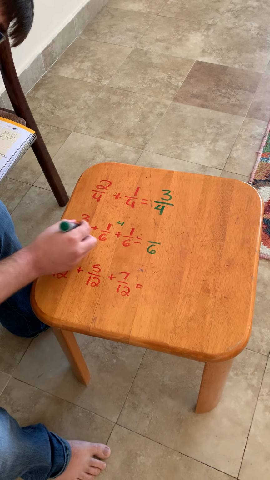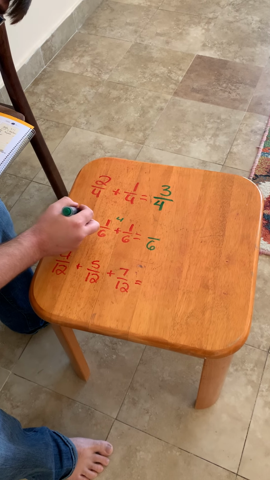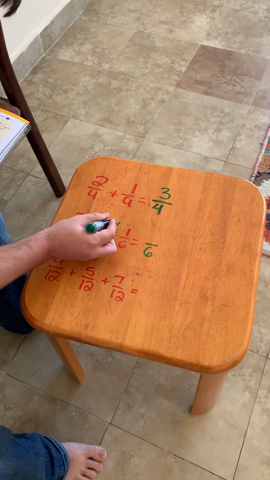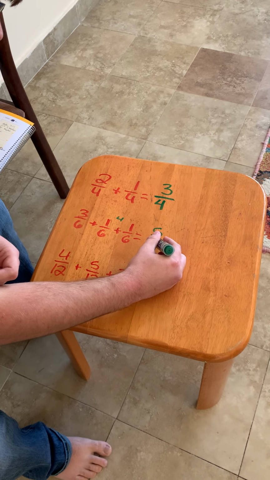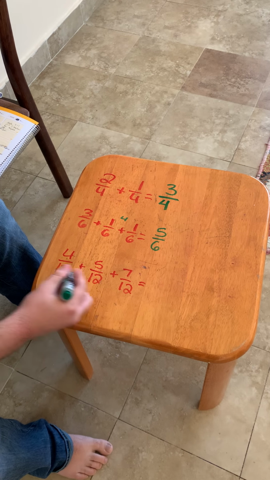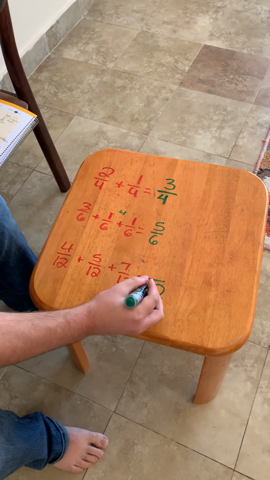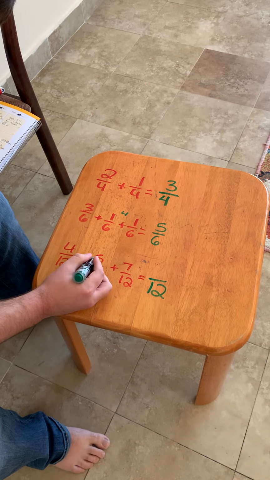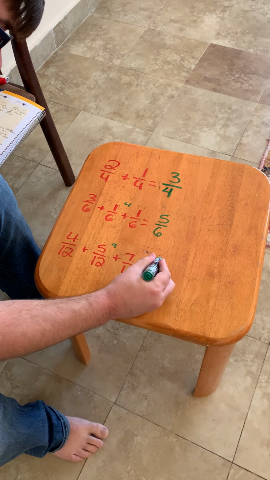Sometimes when you have these ones that are hard to remember, I like to write a little note to myself so that I remember that 3 plus 1 was 4. Then I can just do 4 plus 1 is 5, and my answer is 5/6. Down here, starting the same, the denominator is the same across, so it should be 12. 4 plus 5 is 9, plus 7 is 16.